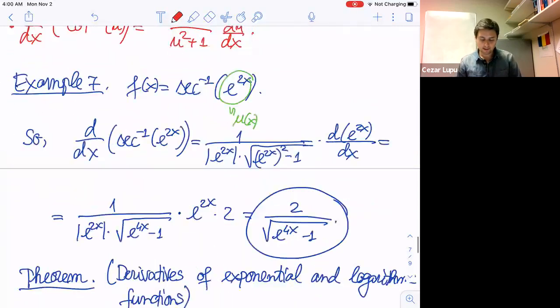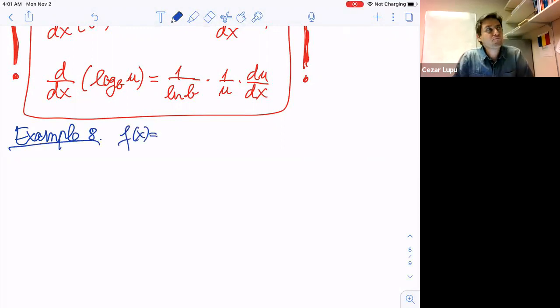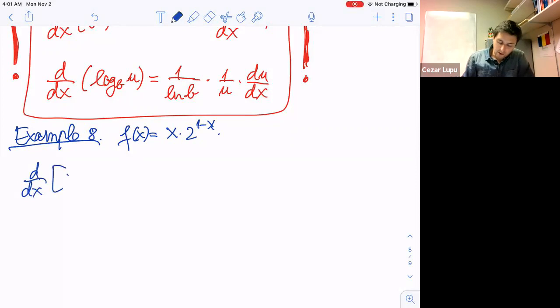All right, so let's see some examples. Example 8. Let's take the following function. Let's say f of x is x times 2 to the 1 minus x. I would like to compute the derivative of this. So the derivative with respect to x of x times 2 to the power 1 minus x is equal to, well, we can apply the product rule here.